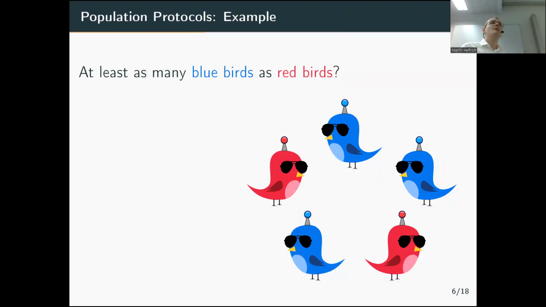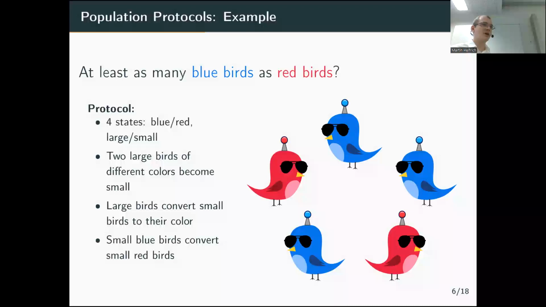However, the birds need to come to that conclusion on their own by interacting in pairs. And how do they do that? They follow a population protocol. This is a majority protocol where you have 4 states. You can either be blue or red, and large or small. And then there are a bunch of rules that these birds follow when they meet someone else.